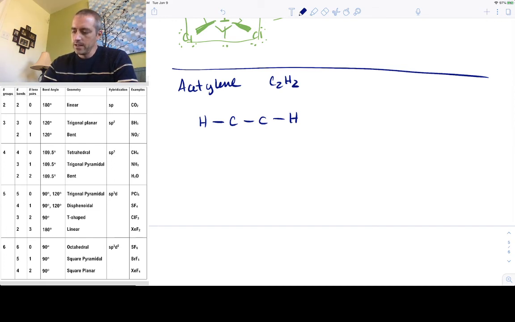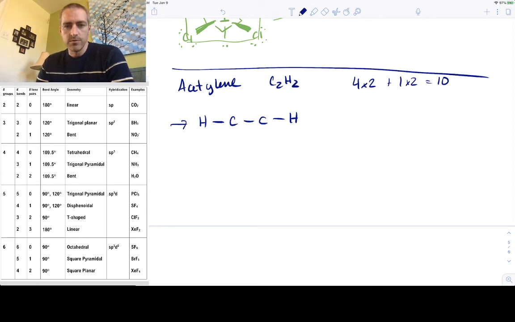So valence electrons, we have 4 for carbon times 2, which is 8, plus 1 for hydrogen times 2, which is 2, which gives you 10. In our structure that we've already drawn right there, we already have 6 electrons that we've used to make 3 bonds. So we subtract 6 to leave 4 valence electrons.